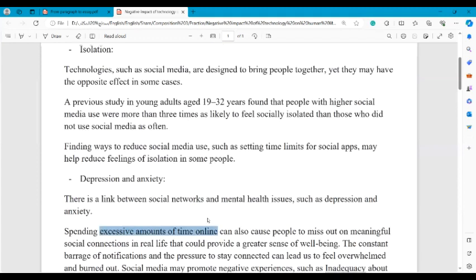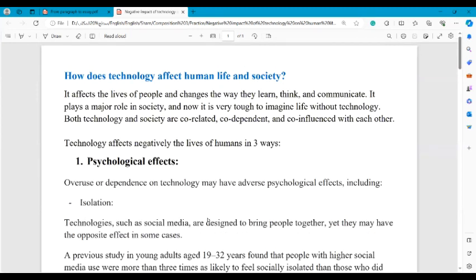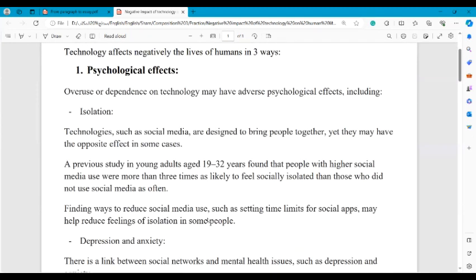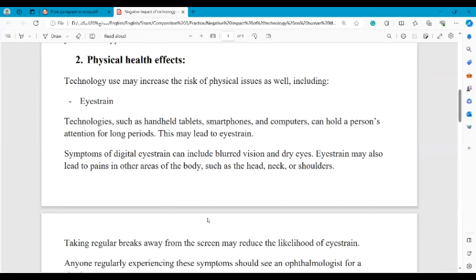Okay, so this is the point concerning psychological effect, الآثار النفسية. Let's move to physical health effects, الآثار الجسدية. Okay, let's just move quickly because we are running out of time. We have some physical effects, for example, eye strain, which is when your eyes get tired.